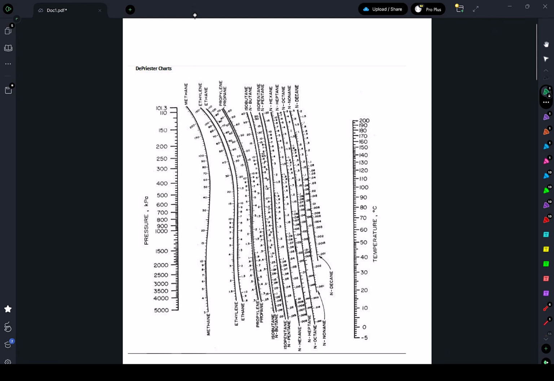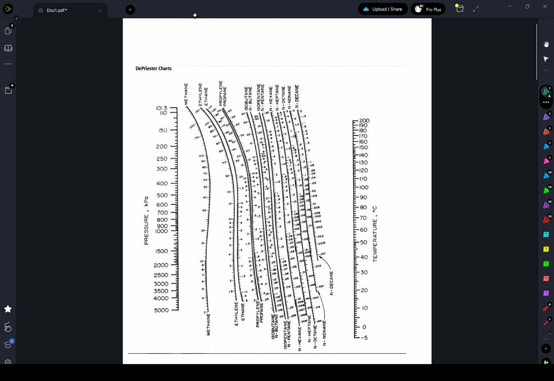Hello everybody. What I'm going to go over today is how to find your minimum number of trays as well as your minimum reflux ratio for multi-component distillation using the Fenske and Underwood equations. So let's just pick 4 of these hydrocarbons from the DePriester chart that we want to try and separate.